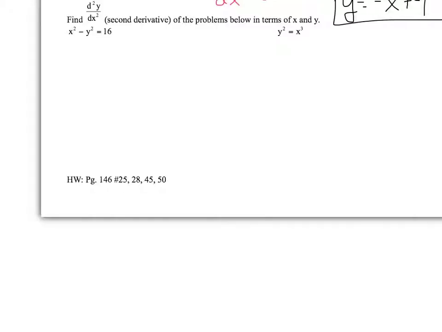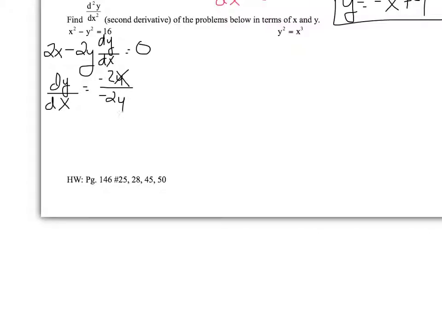Derivative of x squared is 2x, minus derivative of y squared is 2y, dy dx, equals, and the derivative of 16 is 0. To get dy dx by itself, I'm going to subtract 2x and divide by negative 2. So dy dx is equal to negative 2x over negative 2y, which is just x over y.